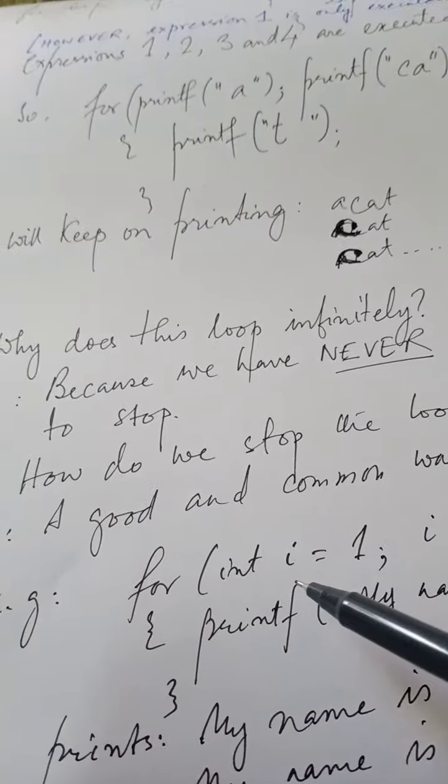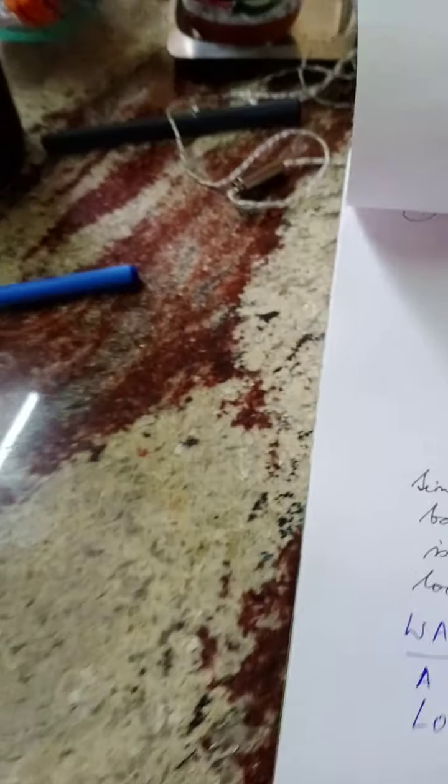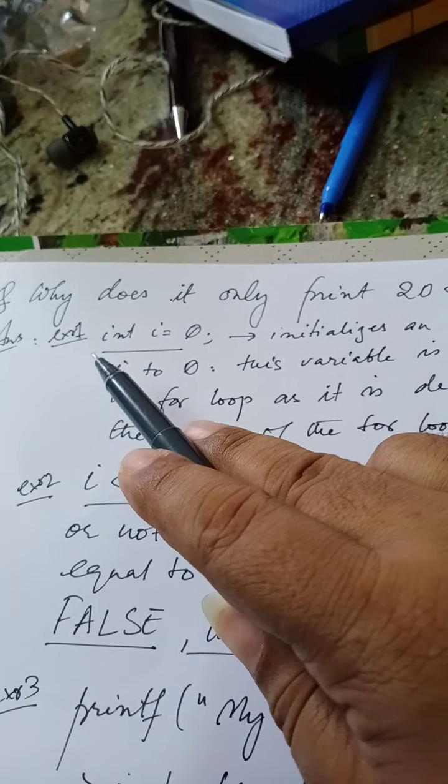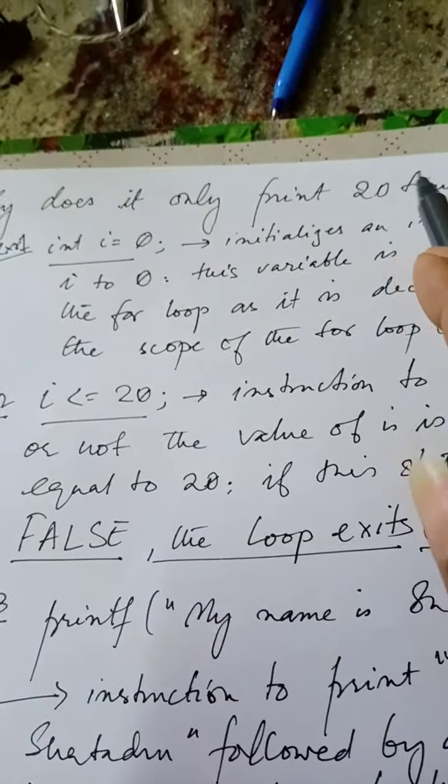It prints it 20 times and then it stops. Why does it stop after 20 times? Because, you see, let's skip to the next set. So you see, expression 1 is int i equal to 0. Okay, so why does it only print 20 times?